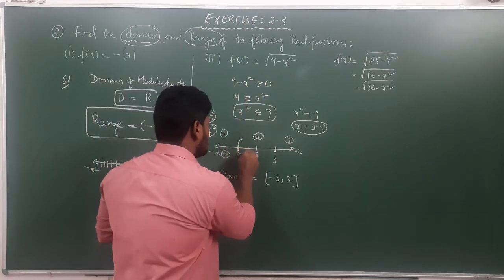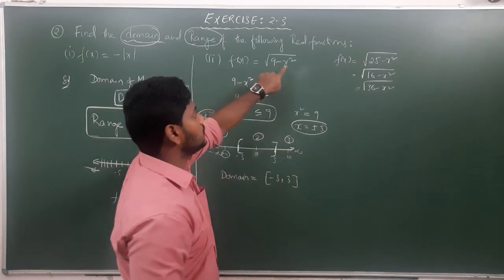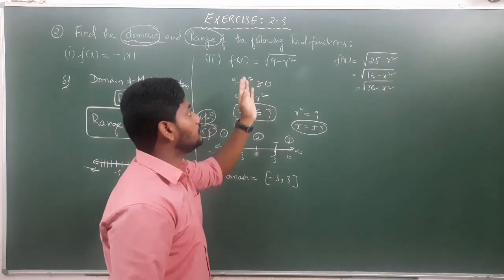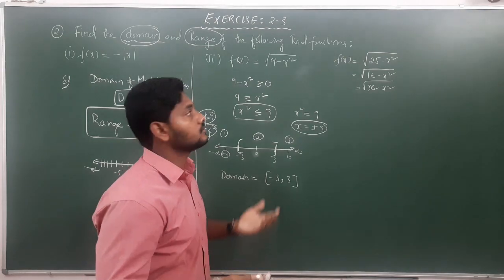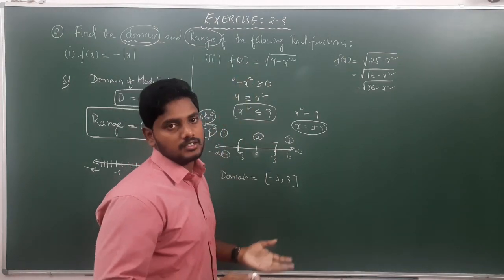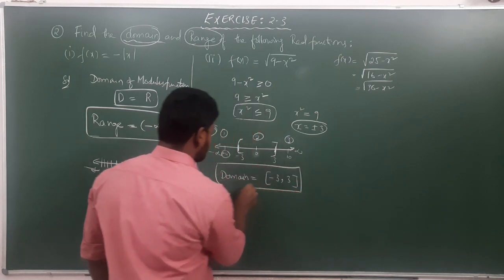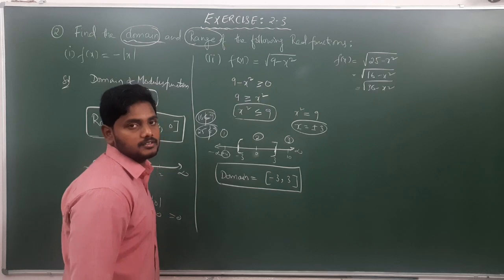Except for minus 3 comma 3, if you take 10 and substitute it in this place, 9 minus 10 square is how much? 9 minus 100, nothing but square root of minus 90. Square root of minus 90 doesn't have any value, so this function won't work. So the domain of this function is clearly minus 3 comma 3, when it is 9 minus x square.